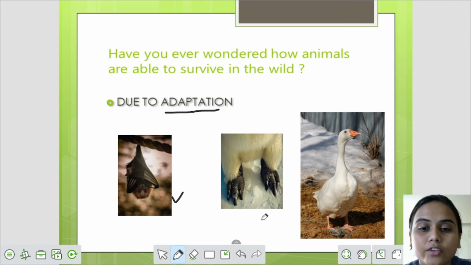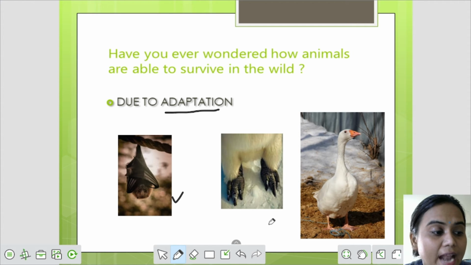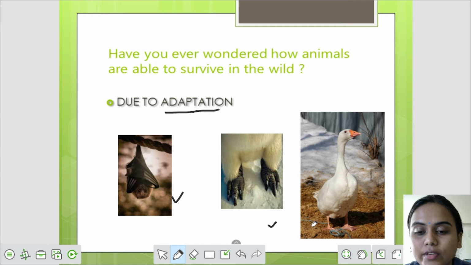And here you can see birds like ducks, geese and penguins. They have webbed feet, and that helps them paddle through the water. You can see in the picture that they have webbed feet, right?